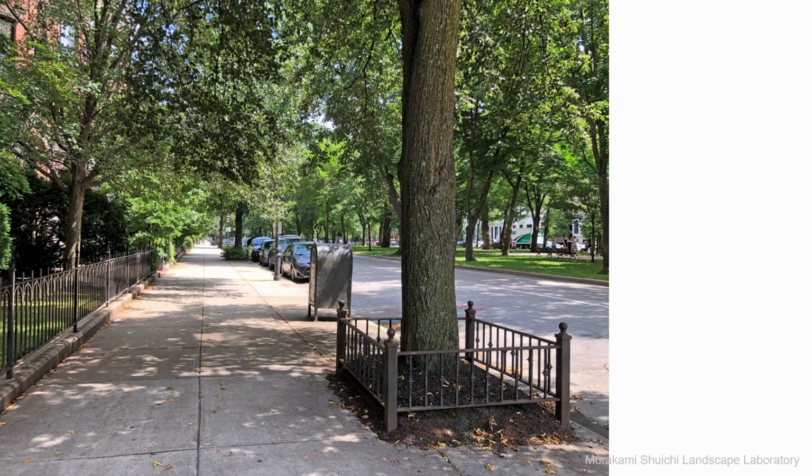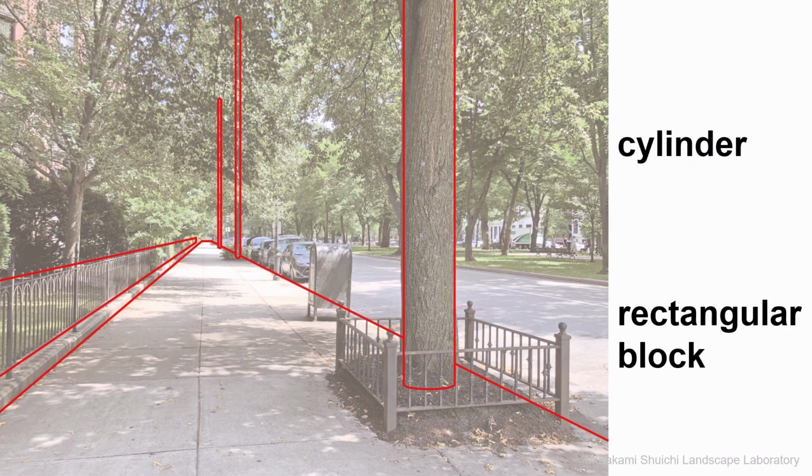This is a tree-lined avenue with historic houses. In addition to the parallel rows of a slab-like rectangular block and cylinders on either side, the paving of the sidewalk also acts as a flat rectangular block, adding a sense of depth.